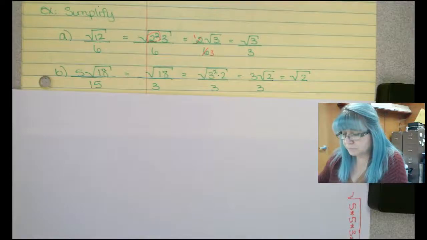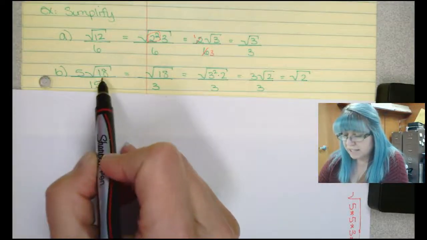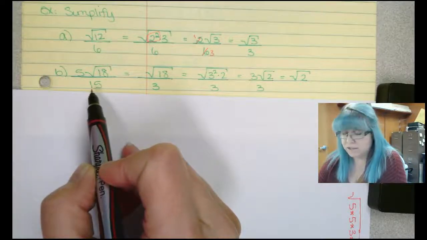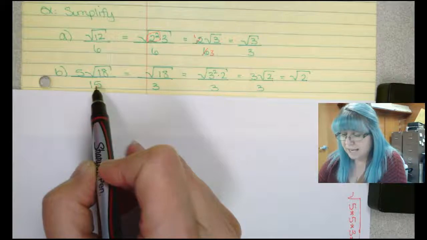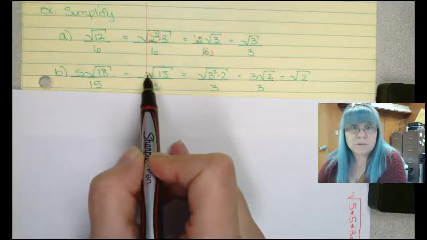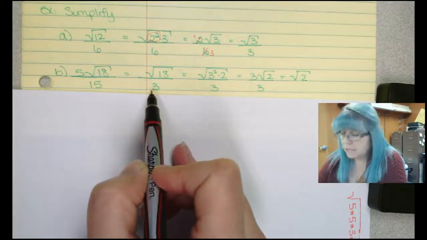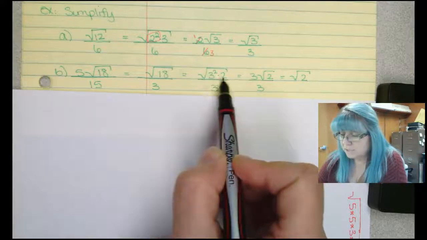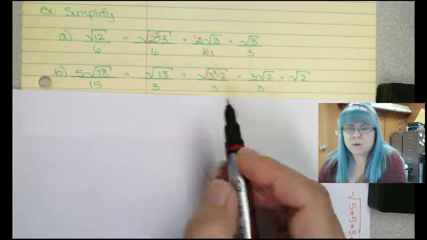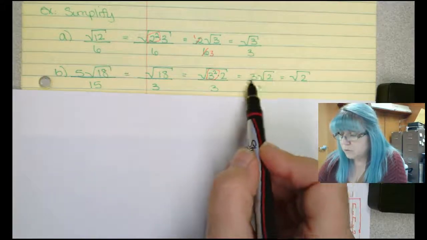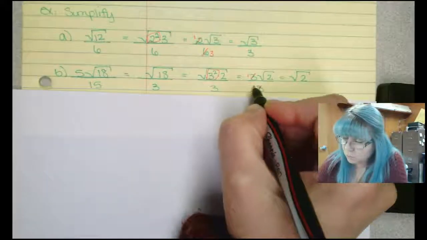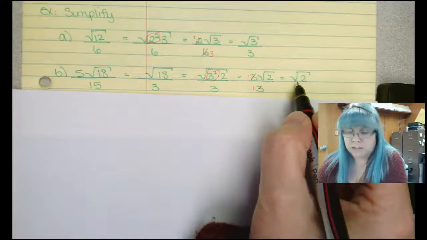Let's look at another one. 5 square roots of 18 over 15. First thing I'm going to do is try and reduce it down as far as I can. So 5 and the 15 can be reduced. 5 goes into 5 once, 5 goes into 15 3 times. So I'm left with the square root of 18 over 3. 18 is 3 squared times 2. Therefore, the square root of 3 squared is 3. So I have 3 square roots of 2 all over 3. 3 goes into 3 once, 3 goes into 3 once, leaving me square root of 2.